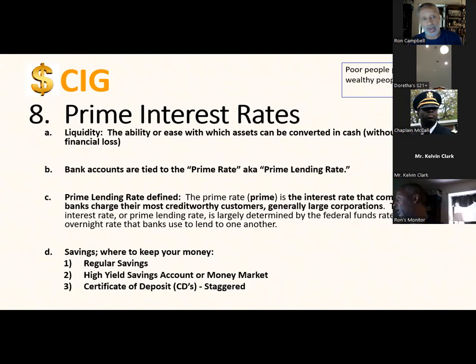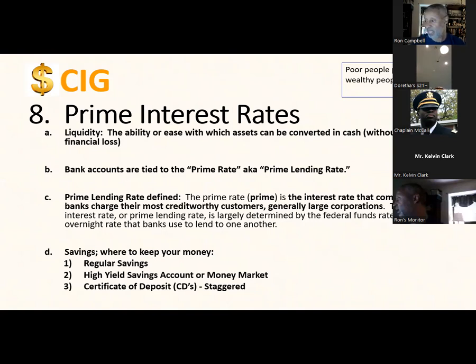Same thing happens in stocks and bonds. You call it dividends, but in stocks, we get dividends, that's basically interest. So poor people pay it, we want to receive it. That's our goal.